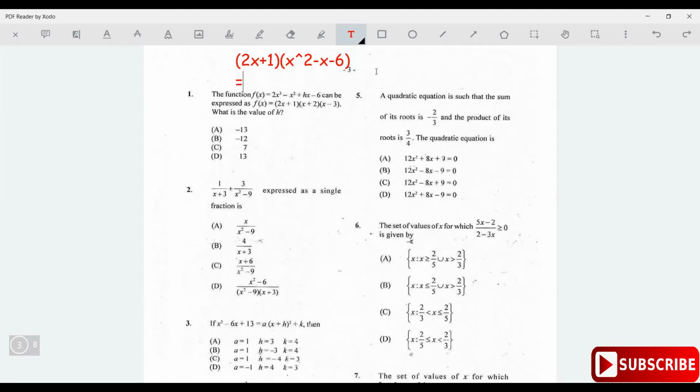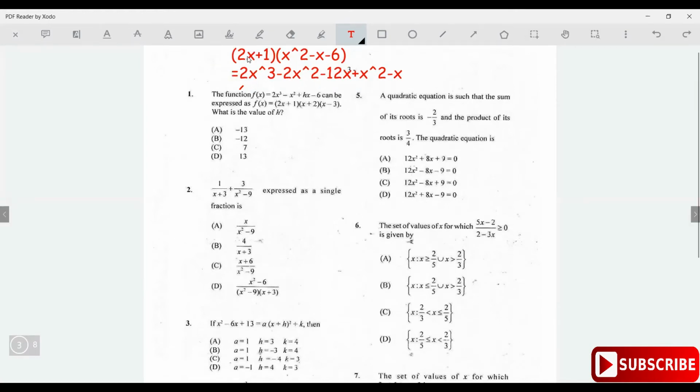What we're going to get is 2x cubed. Then 2x times that is minus 2x squared. Then we're going to get this times this is minus 6 times 2. So it's minus 12x. Then we have plus x squared. Then we have minus x. Then we have minus 6. That is what we get.